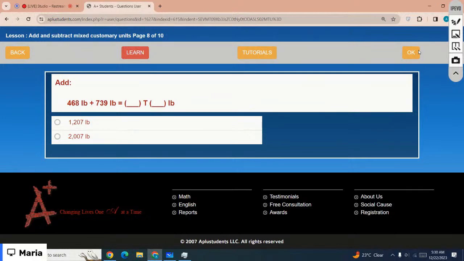£48 plus 739 pounds. So, which is the correct option? That is 1,207 pounds. Option number one is the correct option, right?